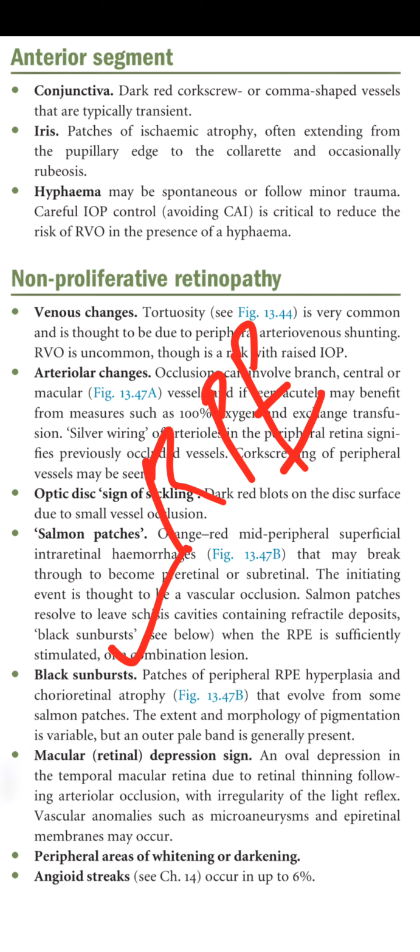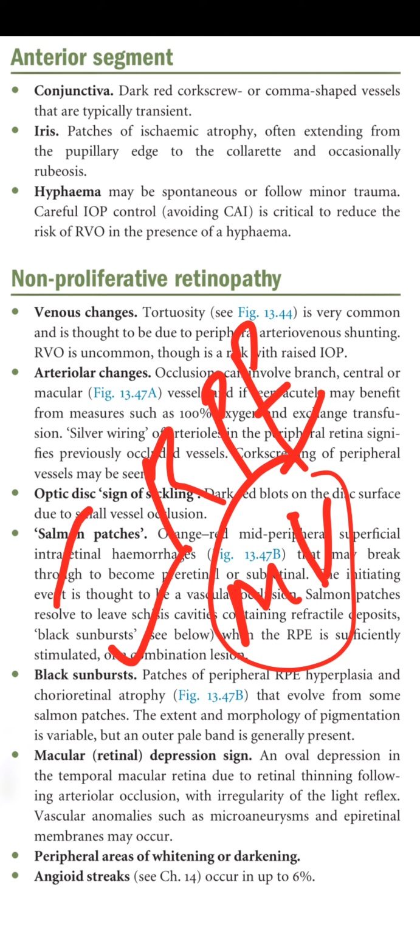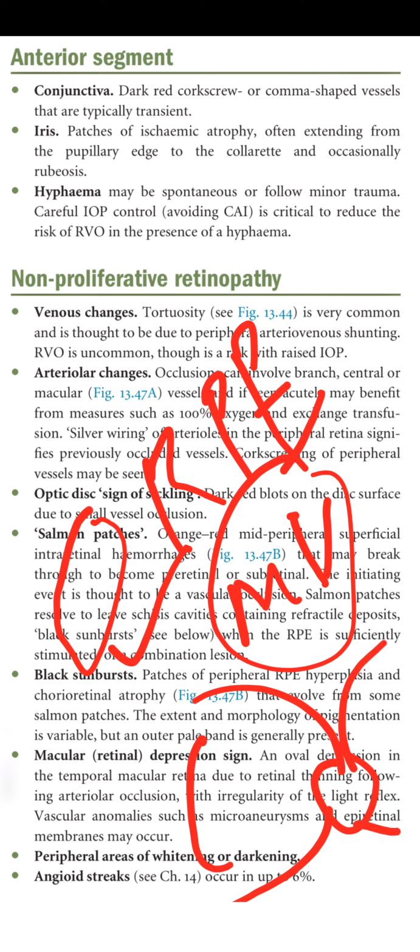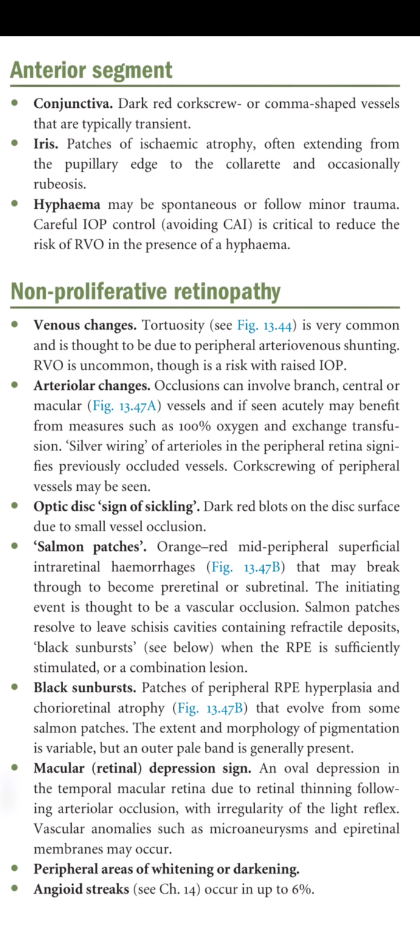Vascular anomalies such as microaneurysms and epiretinal membrane may occur. So there is a macular depression sign. There will be a depression in the temporal macular retina. This is the macular area. On the temporal side there is some depression, which is basically due to retinal thinning following an arterial occlusion, and there will be irregularity of the light reflex as well.